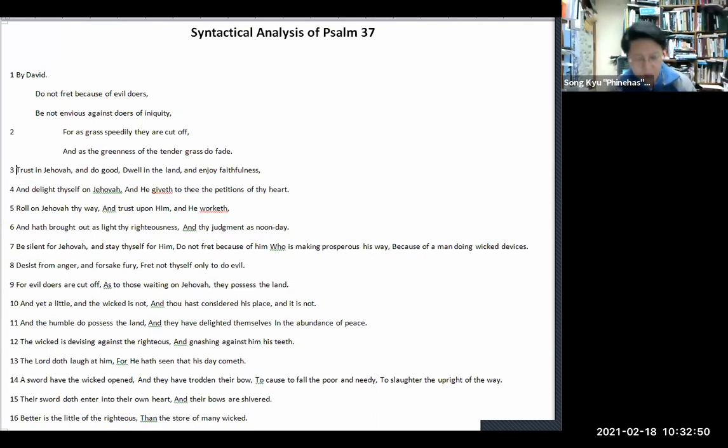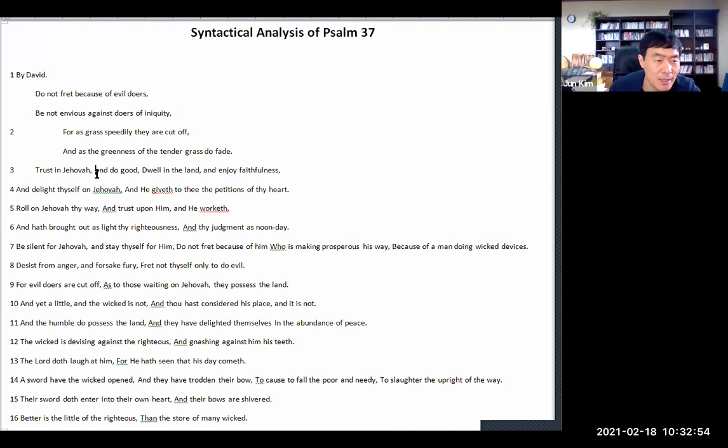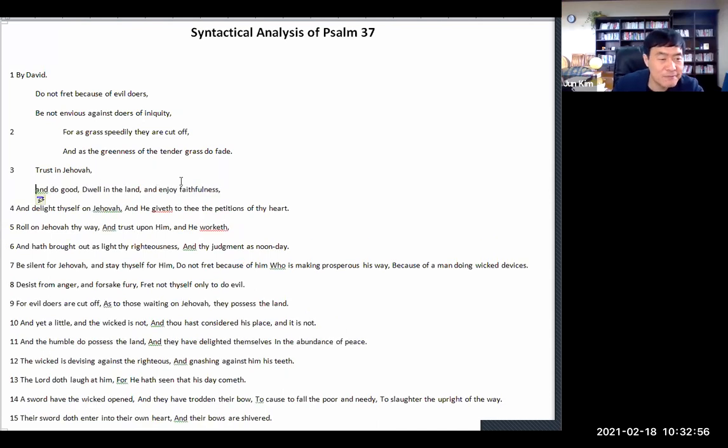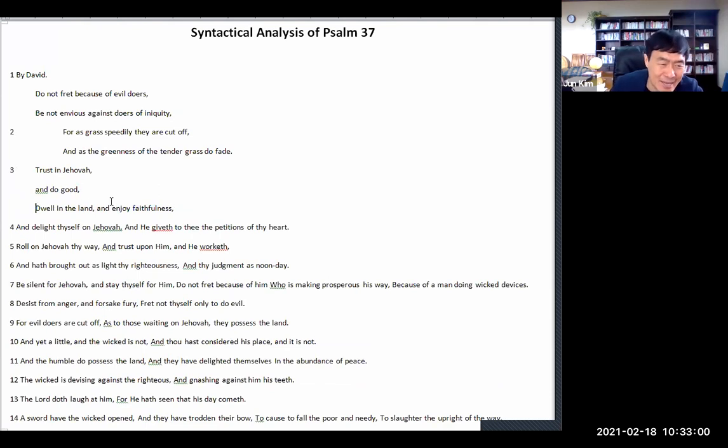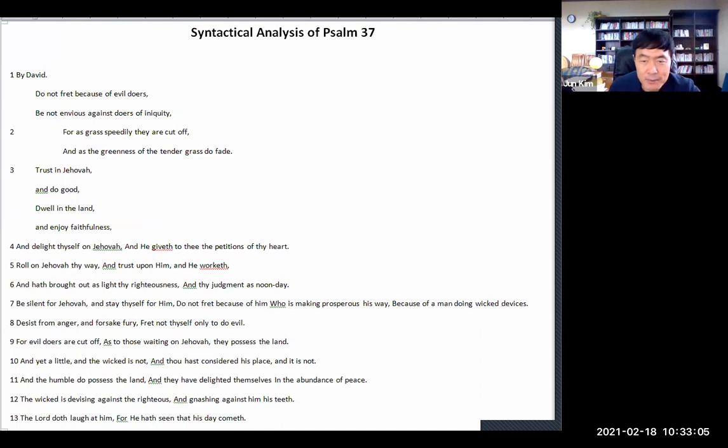How do you think? First, you're right. And then do good first. Dwell in the land. They are dealing with the same level and enjoy faithfulness. Good. What about verse 4?